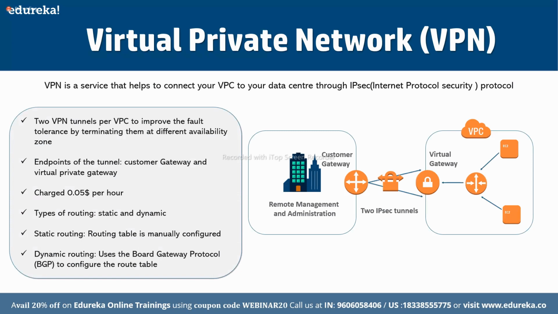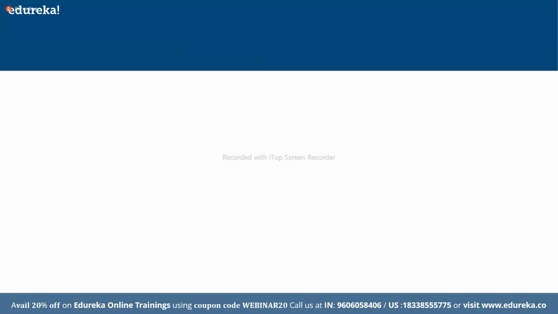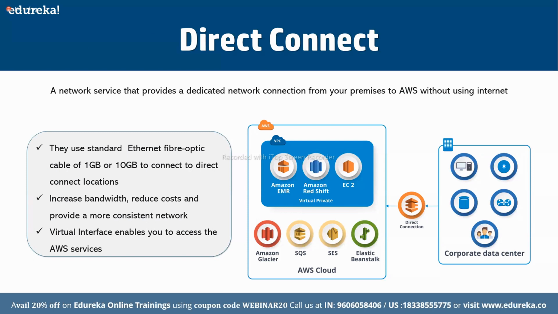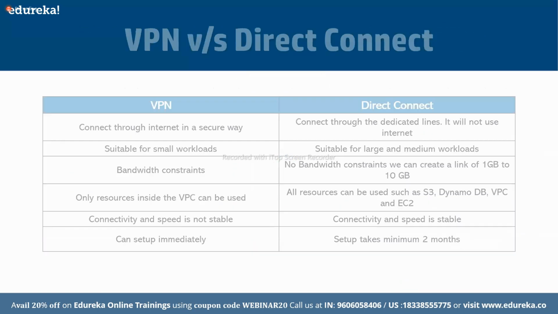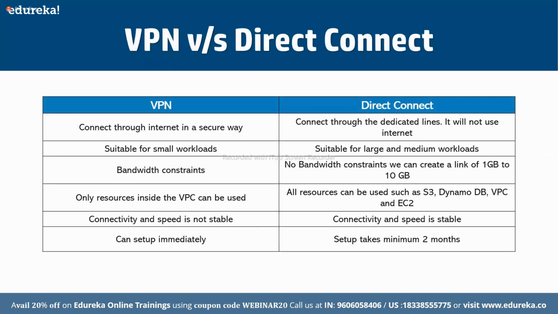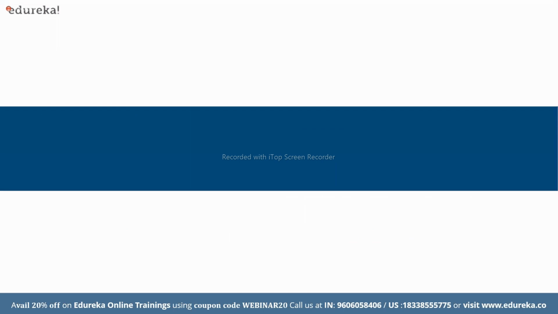So if I try to connect directly over the internet, it may lead to some security issues. So we go with a secure network or a private network, and that is called VPN, virtual private network. So when to use VPN, when to use direct connect? Direct connect, the setup itself will take 2 months time. But once the setup is done, the speed is very stable. But if you want an immediate setup and you want to connect the data where the speed is not that big a concern, you should go with VPN.